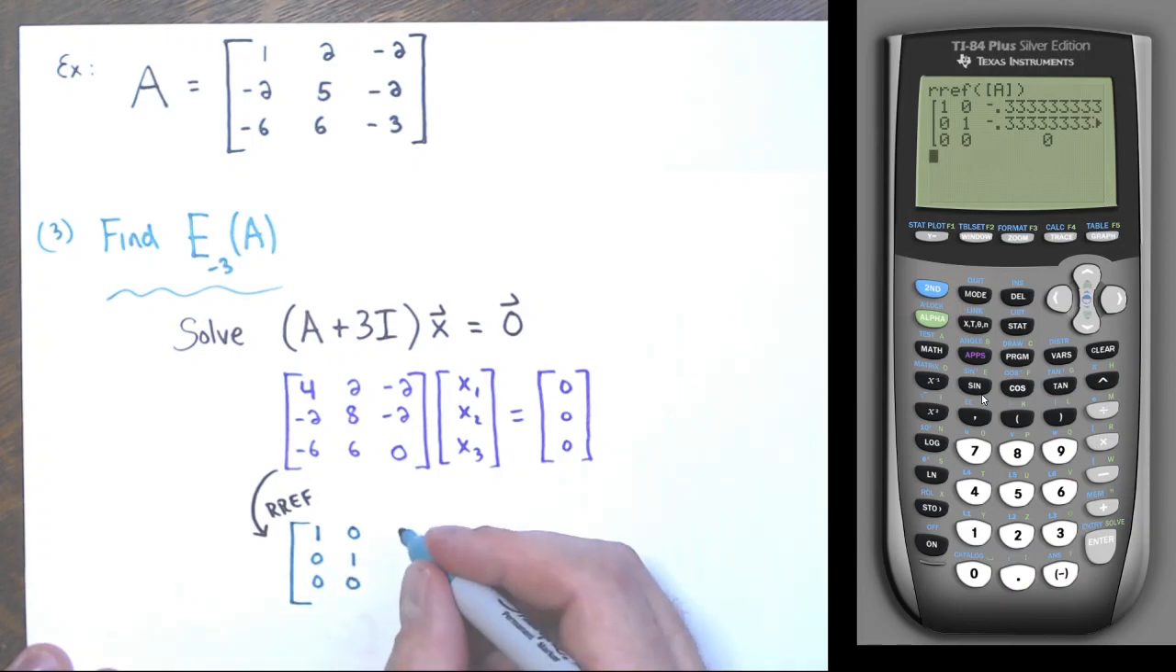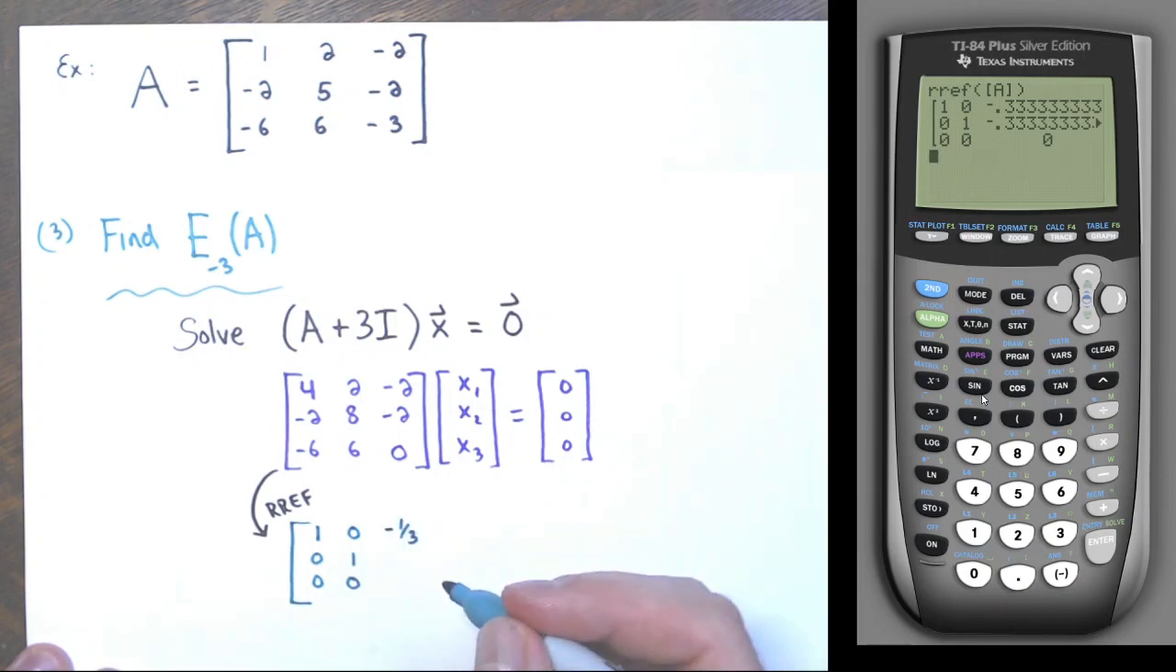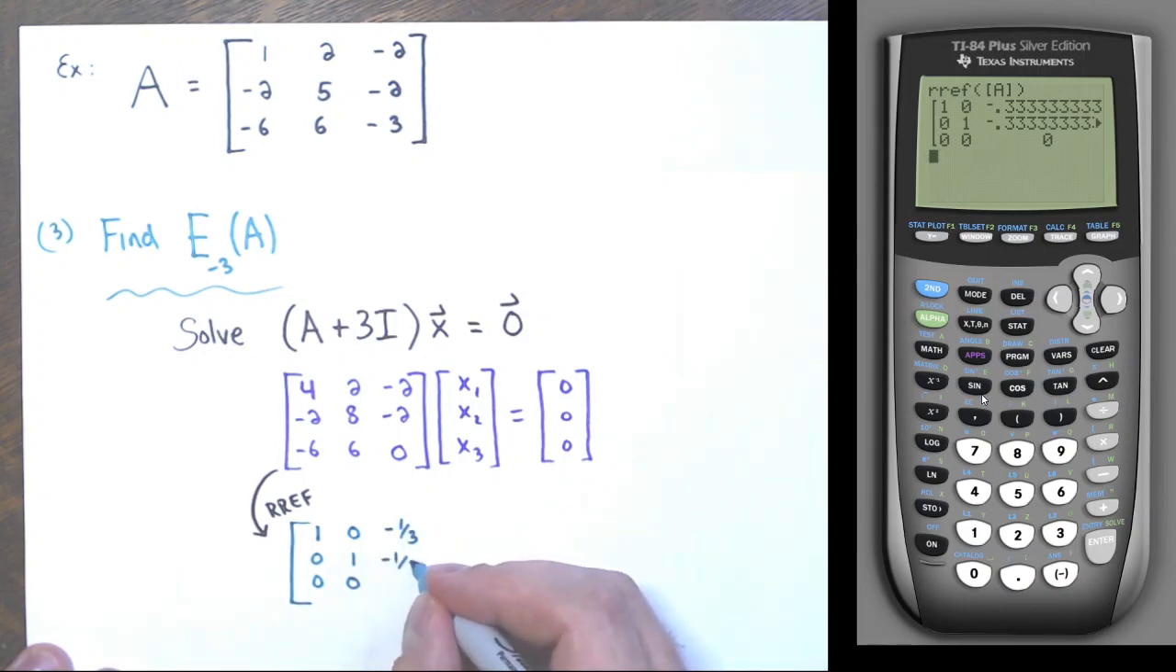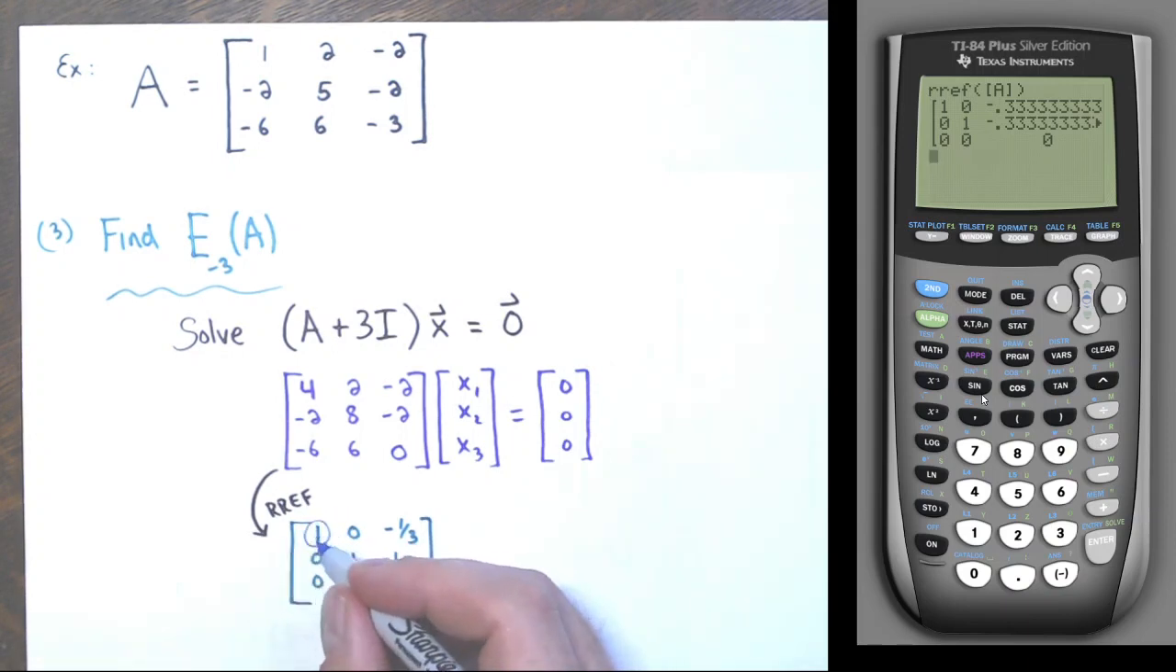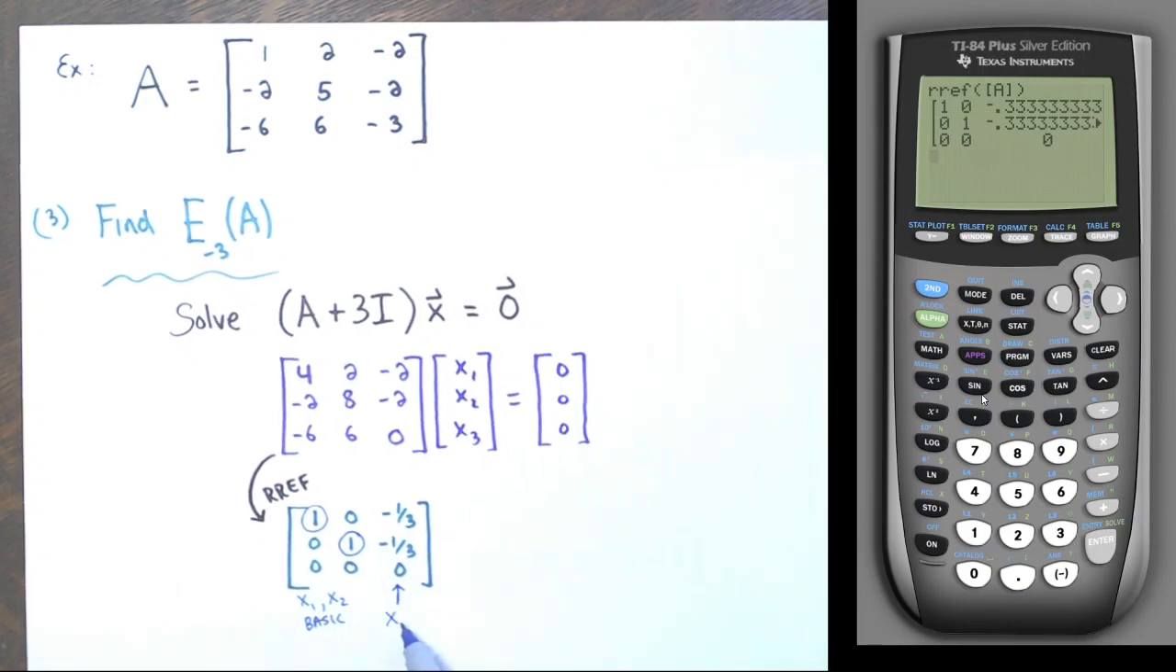And then -1/3. Looks like -1/3 again, and then 0, right? You should have at least one row of zeros with these. Okay, looking at the pivots, there's a leading one in this column, a leading one in this column. So x1 and x2 are basic. The third column does not have one of those pivots, so x3 is free.